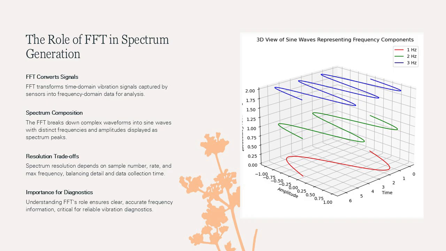The fast Fourier transform, FFT, is the mathematical process that converts time-domain vibration signals into frequency-domain data. When a machine operates, sensors capture continuous analog signals representing vibration. These signals are digitized into discrete samples, forming a time record. The FFT algorithm then decomposes this complex waveform into its constituent sine waves, each with a specific frequency and amplitude. The resulting spectrum displays these components as peaks along the frequency axis.